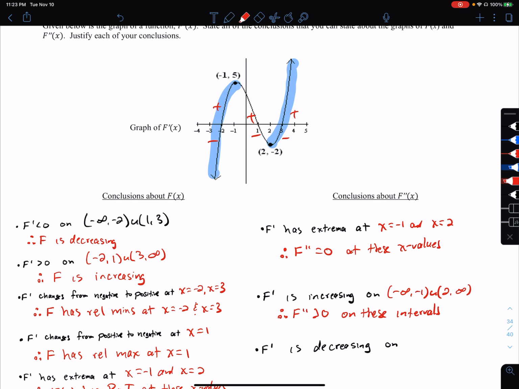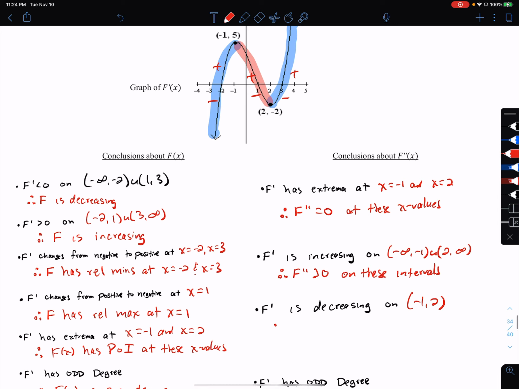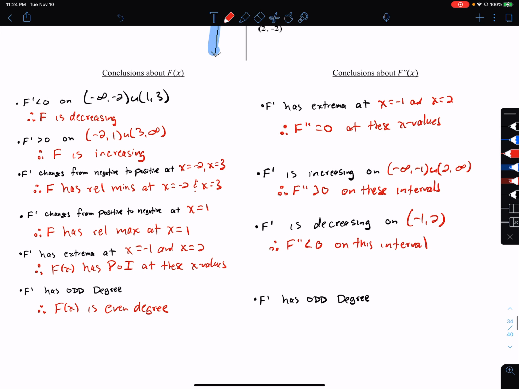F prime is decreasing from negative 1 to 2. This is an interval. So that tells us that f double prime is negative. It's less than 0 on this interval. F prime is odd degree. Subtract 1 from the exponent to make the second derivative, so it's going to be even degree.